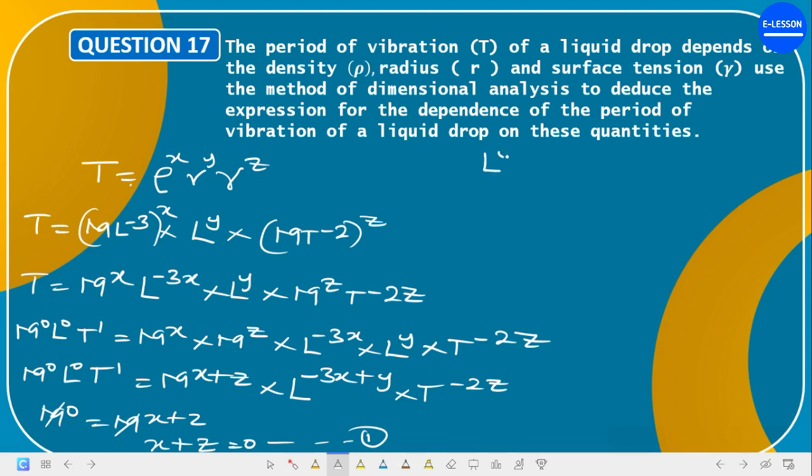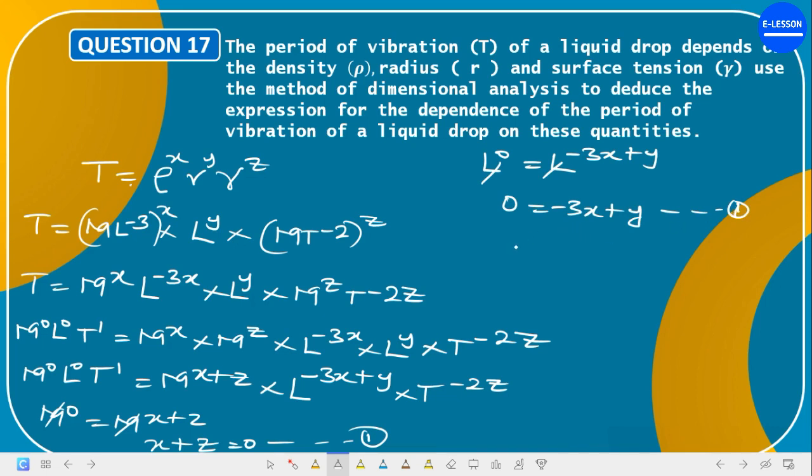L to the power of 0 is equal to L to the power of minus 3x plus y. So when these two cancel out, what are we going to have? You have 0 is equal to minus 3x plus y. We say this is equation 2.